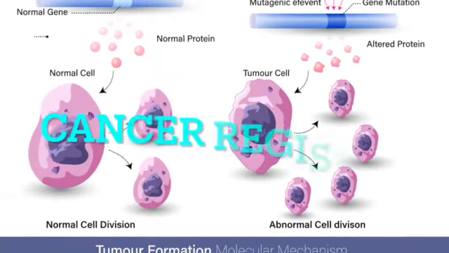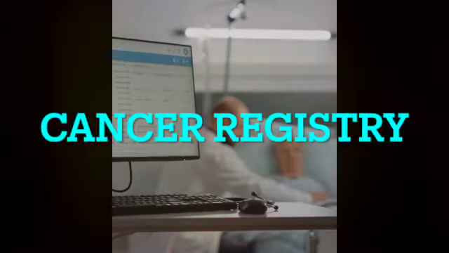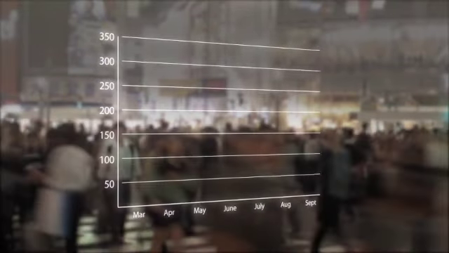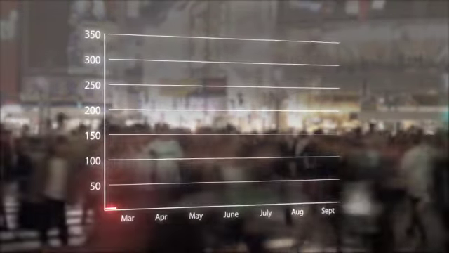Next, we'll explore the use of tumor registry data. Tumor registry data provides us with valuable data on cancer cases. Population-based cancer registries play a vital role here, collecting data on cancer within a defined population. This gathered information is instrumental in calculating incidence rates.